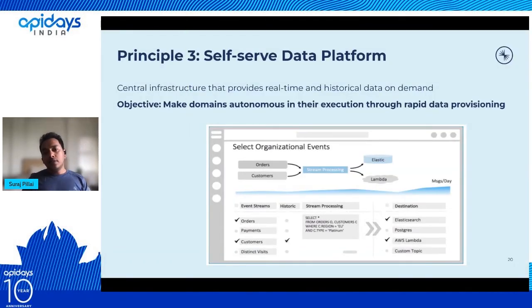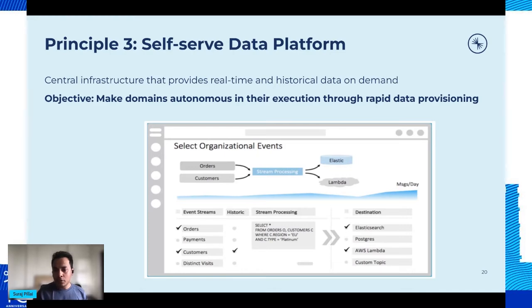The third principle here is that of self-service. Now, assume again, I'm a domain and I want to get data from all these different data sources. And I want to do something with that data, transform that data in some way, and publish that data so that others can consume. So how can I go about it? Right? The entire premise of this is I should not be dependent on some other team for me to get that data and provision that data for somebody else. Right? I should be able to do all that on my own without having to be dependent on somebody.